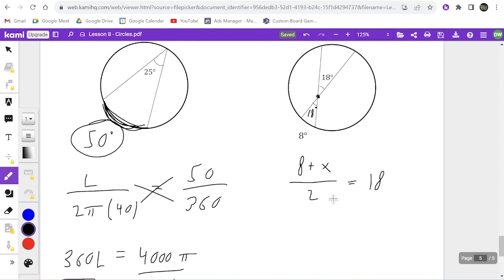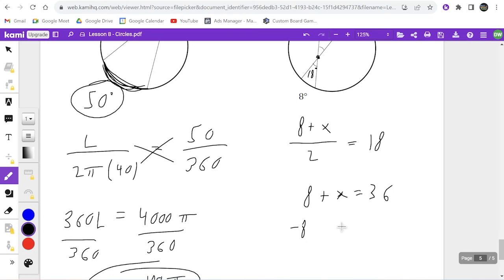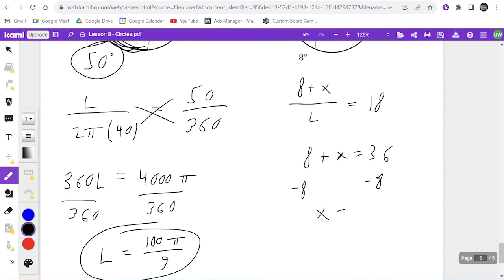Anyways, if I want to solve for x, again, we've done this before. I got to multiply both sides by 2 to cancel out the 2 in the denominator. So in other words, 8 plus x equals 18 times 2, which is 36. And then I just subtract 8 from both sides. Looks like my angle is 28 degrees.